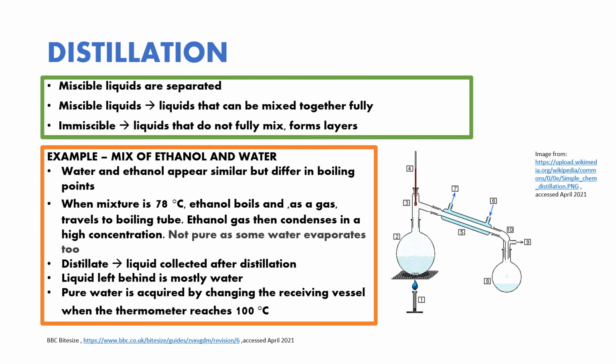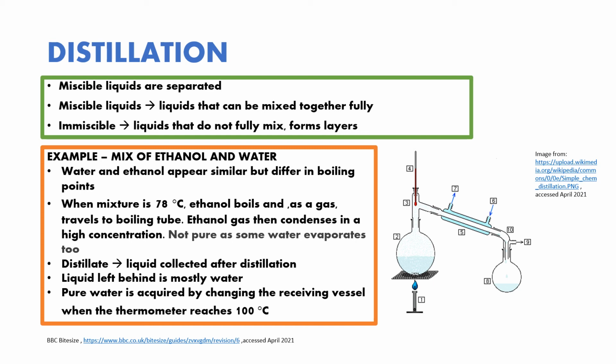The final water purification method we are going to talk about is distillation. This is where miscible liquids are separated. Miscible liquids are liquids which can fully mix together. Immiscible liquids are those which do not fully mix together and form layers. Distillation can only work when the miscible liquids have very different boiling points.